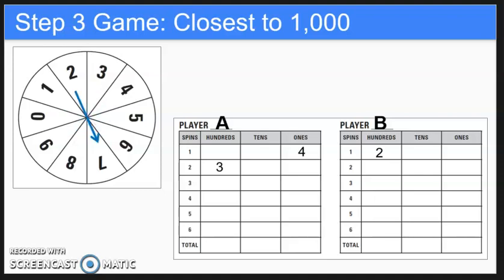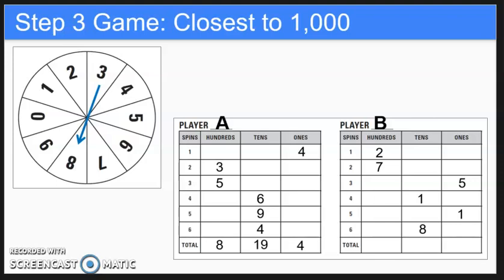Player B spins 7 and writes it in the hundreds place. Player A, 5, places their 5 in the hundreds place. Player B writes their 5 in the ones place. Player A writes their 6 in the tens place. Player B writes the 1 in the tens place. Player A writes the 9 in the tens place. Player B writes the 1 in the ones place. Player A writes their 4 in the tens place. And player B writes their 8 in the tens place.